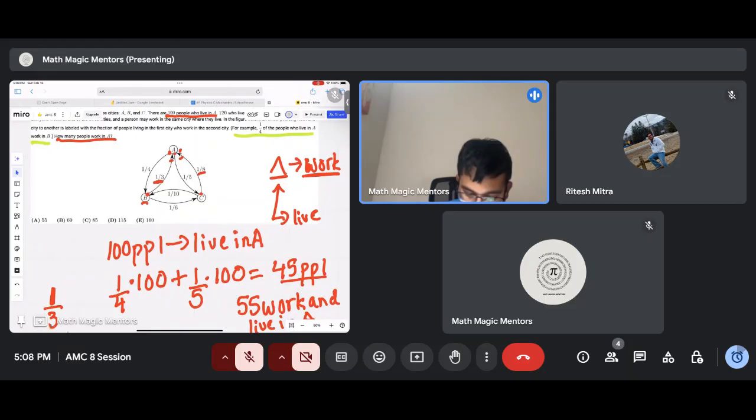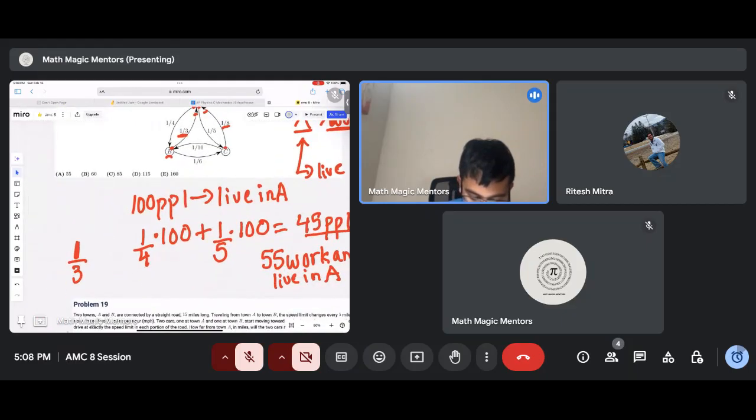So one third, what's the population of B people? There's 120 people who live in B. So one third of the 120 people that live in B don't work at B. They work in A. So that means that there's 40 people of that sort that live in B but work in A, right? 40 live in B but work in A.